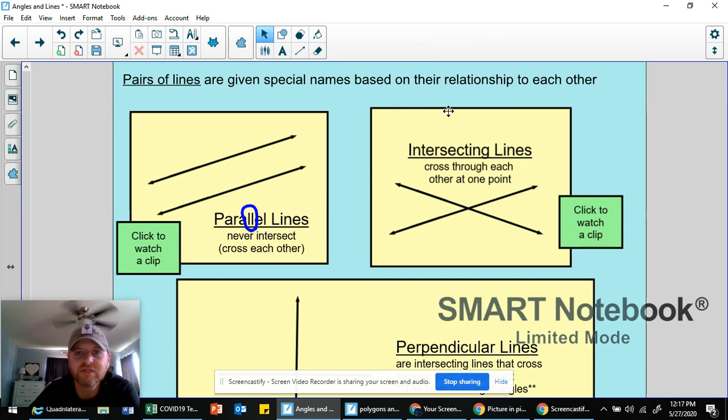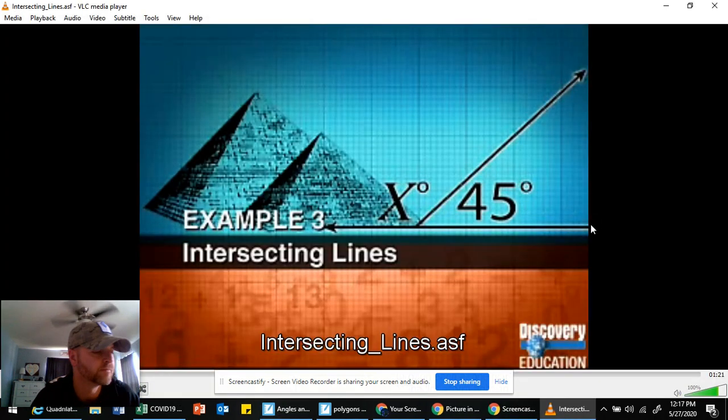Let's talk about the word intersecting in terms of intersecting lines. Intersecting lines cross through each other at one point. Now, it's important to understand this. Intersecting lines don't always have to cross through each other. Where you have a line meeting with another line, we also call that intersecting. So basically, when two lines touch, whether they touch and stop or touch and cross through each other, we call those intersecting lines. Let's take a look at this video, and you'll see some other examples.